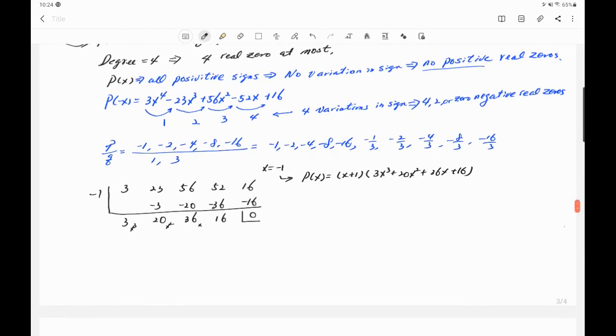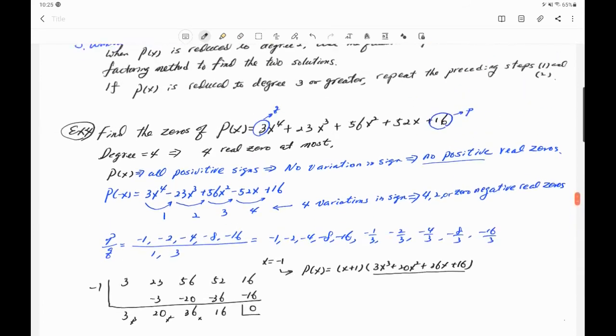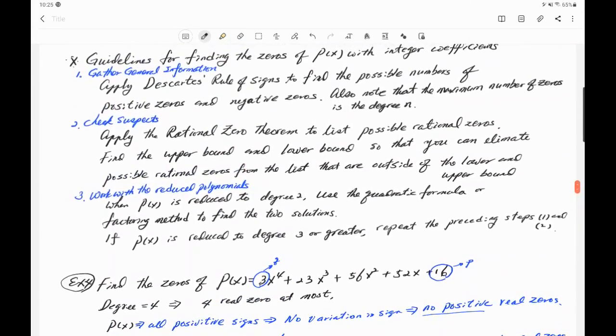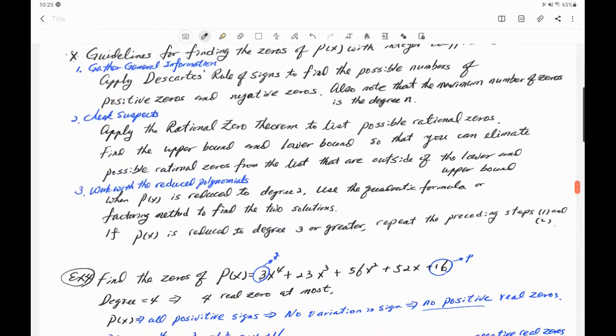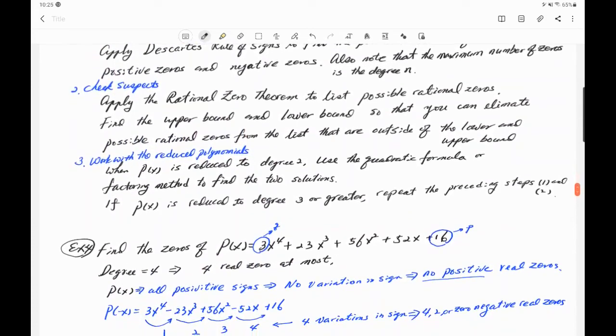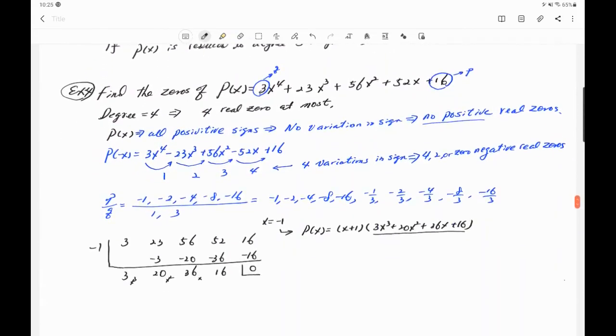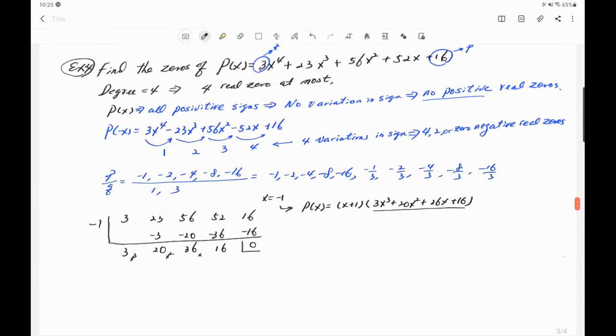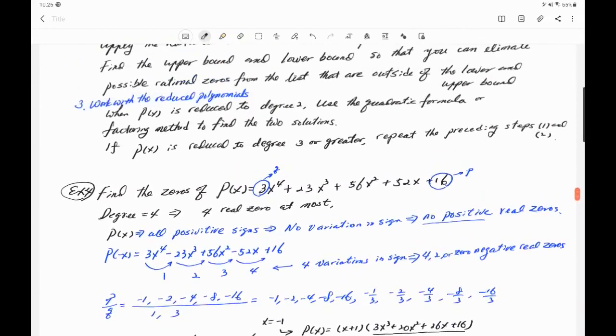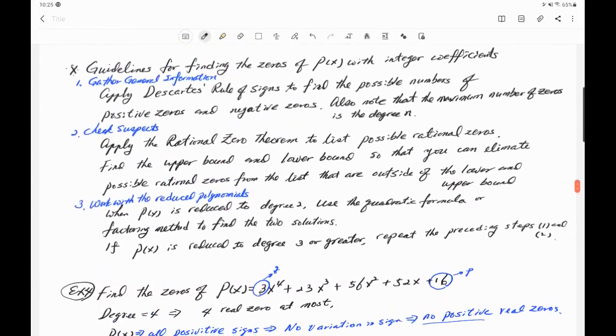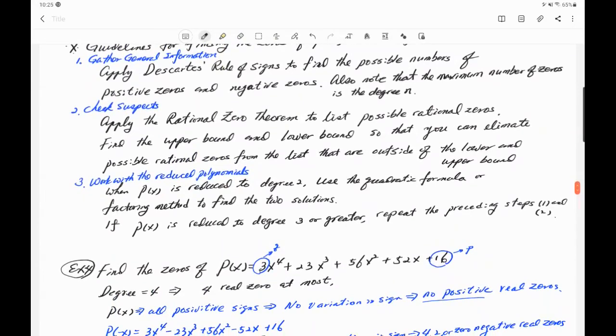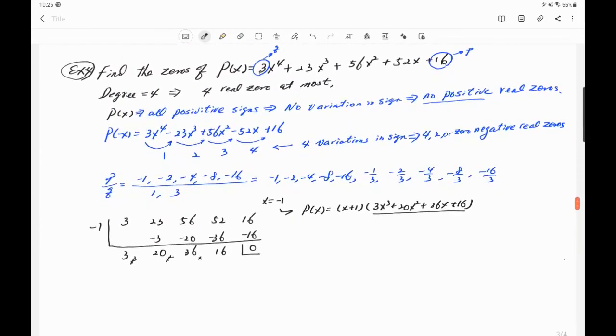So from this, we can repeat this step. Gather general information, and then use P over Q to find the possible real zeros. For Descartes' rule, it's always the same. Even with this one, it's always the same. So we have only negative, there will be negative real zeros.